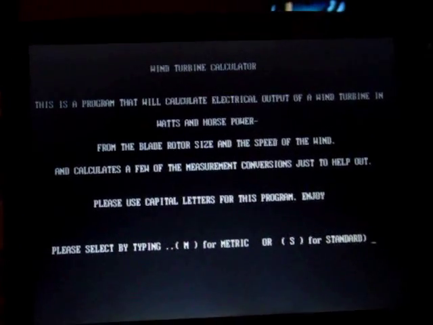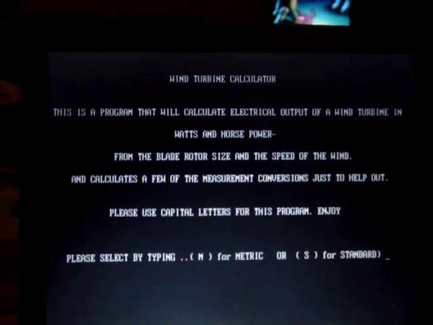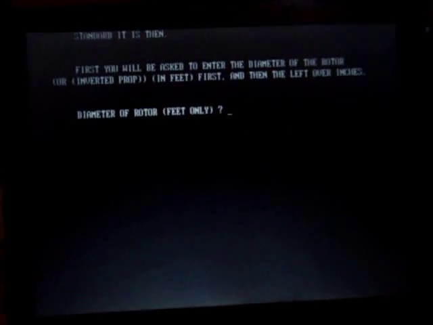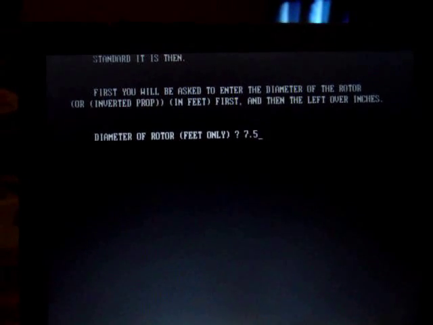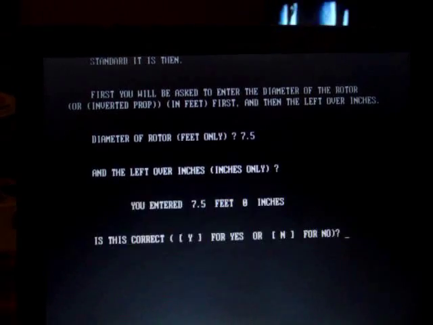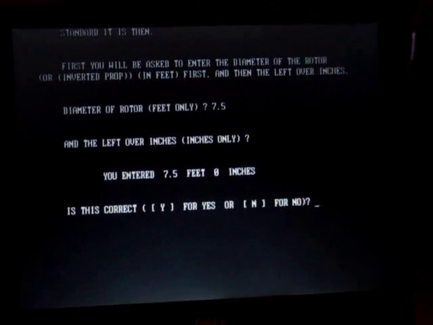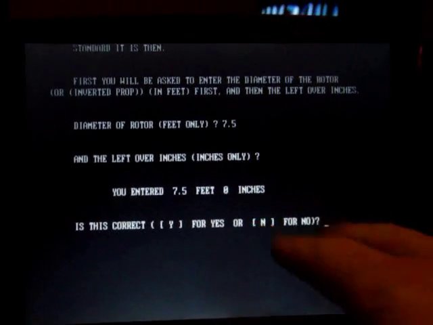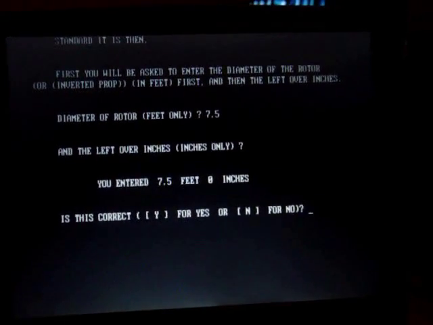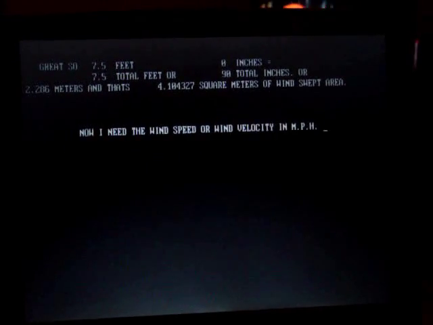Please use capital letters: M for metric and S for standard. I'm in America, I'm hitting standard. Don't worry, you'll have all the metric measurements. 7.5 feet, and leftover inches. You entered 7.5 feet, which is 7 foot 6 inches. It doesn't matter how I entered it. I've already programmed it. We'll take care of it. Yes, okay, this is correct.